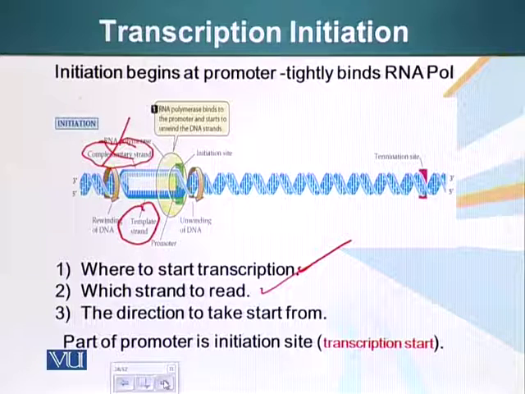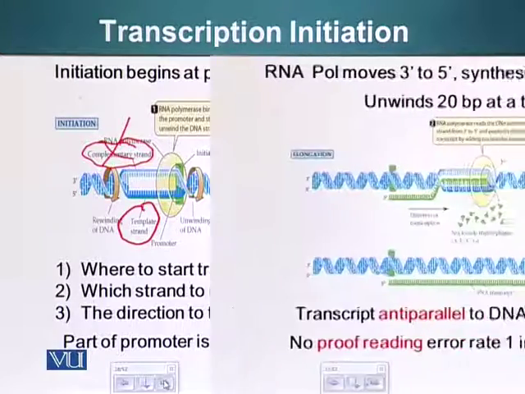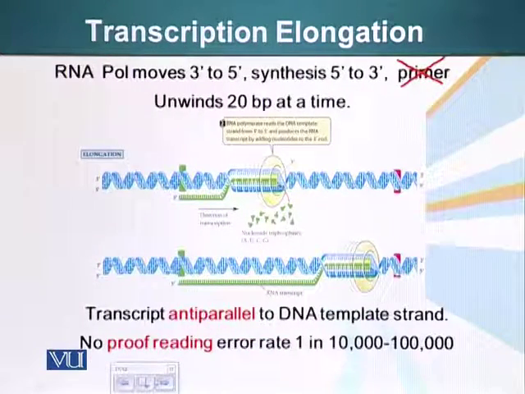It also tells RNA polymerase where to start, that it should start transcribing or making RNA. Part of the promoter is the initiation site where the transcription will start, meaning the part of DNA which will get converted into messenger RNA is also part of the promoter. Here, once the RNA polymerase has landed on the promoter, it starts putting in the nucleotides. Now these are the RNA nucleotides, not the DNA nucleotides.